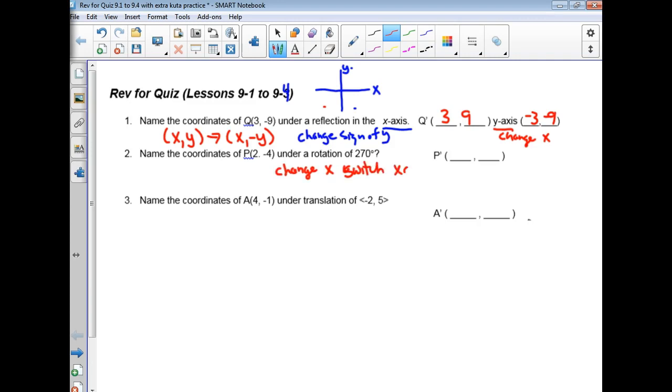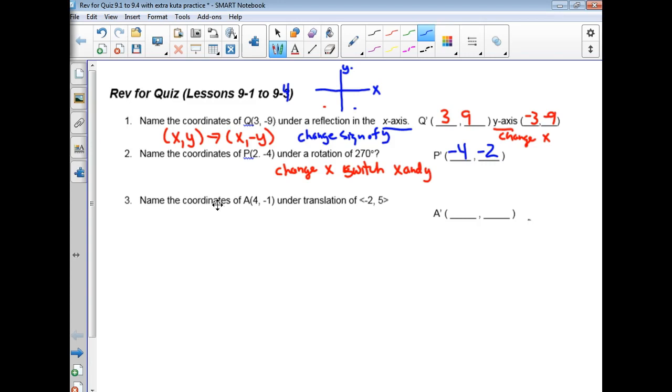If you want to write that down, your quiz won't have that on it, of course. You'll have the reference sheet to use. So if we change the sign of x and switch it with the y, -2 is changing 2 to negative, and you'll switch it with -4, so it's going to be -4, -2. That's going to be P prime.